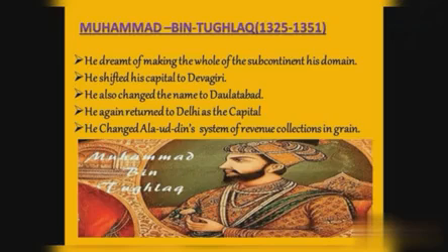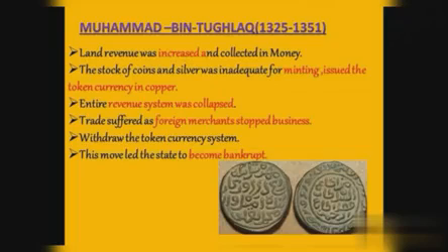Tughlaq changed Alauddin's system of revenue collection in grain and ordered that land revenue, which was increased, should henceforward be collected in money. This proved disastrous during famines, when he discovered that the stock of coins and silver was inadequate for minting. He issued a token currency in copper. As a result, the entire revenue system collapsed. Trade suffered as foreign merchants stopped business. This forced the Sultan to withdraw the token currency and pay gold and silver coins in exchange. This move led the state to become bankrupt.